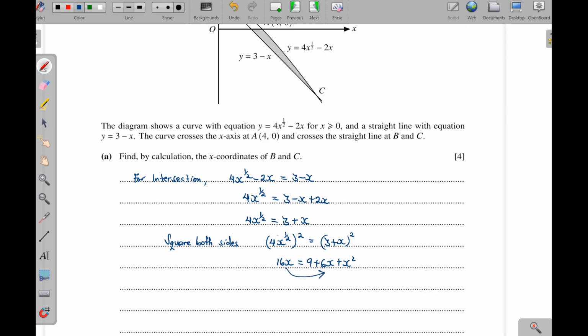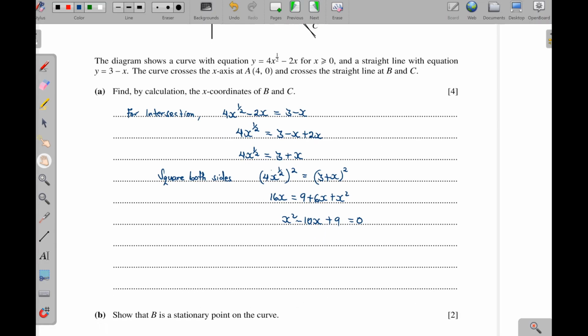So bringing this one to this side, we shall get one quadratic equation, which is x squared minus 6x minus 16x, that will be negative 10x, then plus 9, which is equal to 0. Two numbers which when you multiply them give you positive 9, but when you add them give you negative 10. We shall have negative 1 and negative 9. So (x - 1)(x - 9) = 0. This simply implies that x is going to be 1, and the other x is going to be equal to 9. So those are the two x coordinates of B and C.